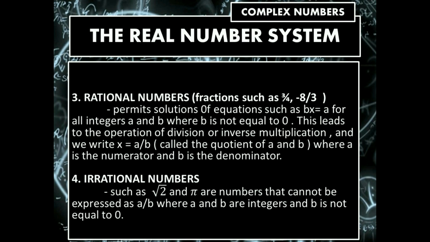Irrational numbers. Irrational numbers such as square root of 2 and pi are numbers that cannot be expressed as a/b, where a and b are integers and b is not equal to 0.